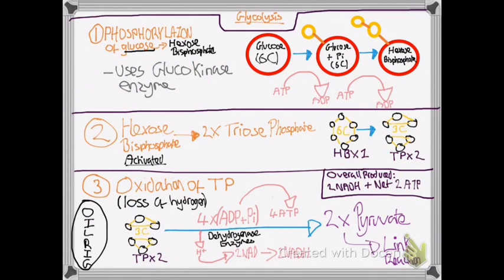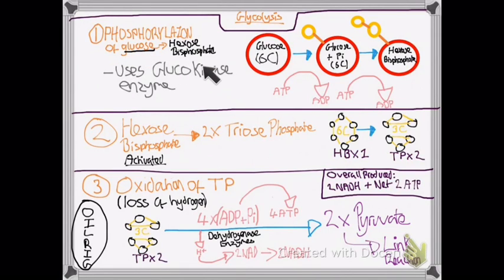Glycolysis has 2 main parts to it. So it's got phosphorylation and oxidation. I've split it into a third part: the phosphorylation, and then the splitting of the product of phosphorylation, and then the oxidation of that. Okay, so first of all, let's look at phosphorylation of glucose.